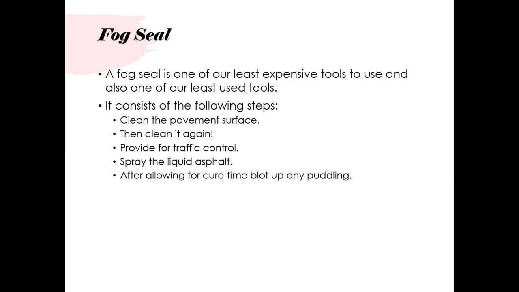So how do you apply it? These are the steps. You first have to clean the pavement surface, clean it again. You have to control the traffic; you do not allow traffic to come. Spray the liquid asphalt, that is the emulsion, and allow for cure time. If there is excess asphalt, you have to blot it out. Then you open it to traffic.